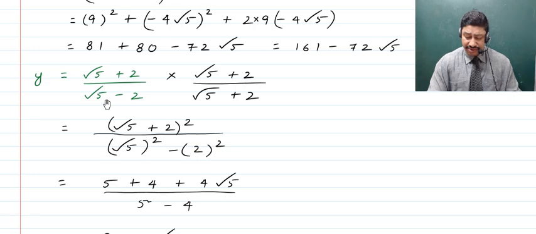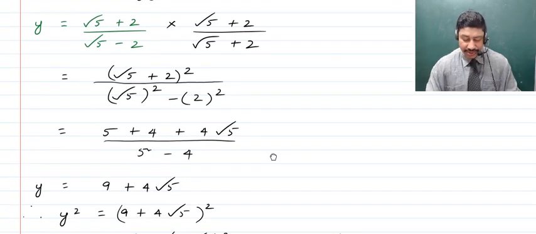Now next, children, what we do is we talk about a minus b times a plus b, which we know becomes equal to a square minus b square. As such, the denominator becomes root 5 square minus 2 square, that is 5 minus 4, that is just 1, so we need not write it.